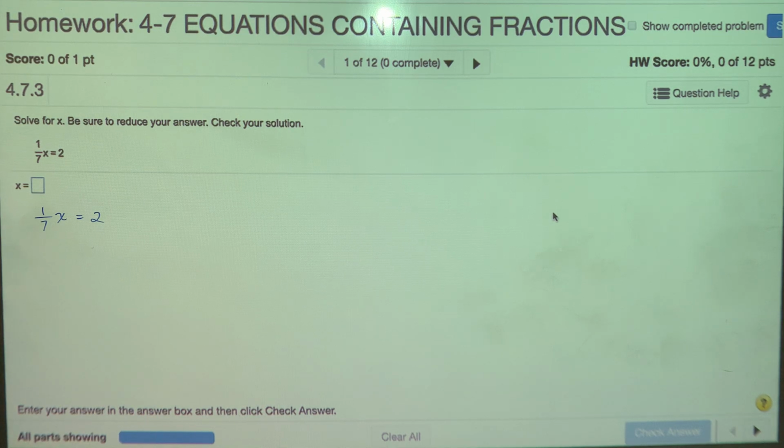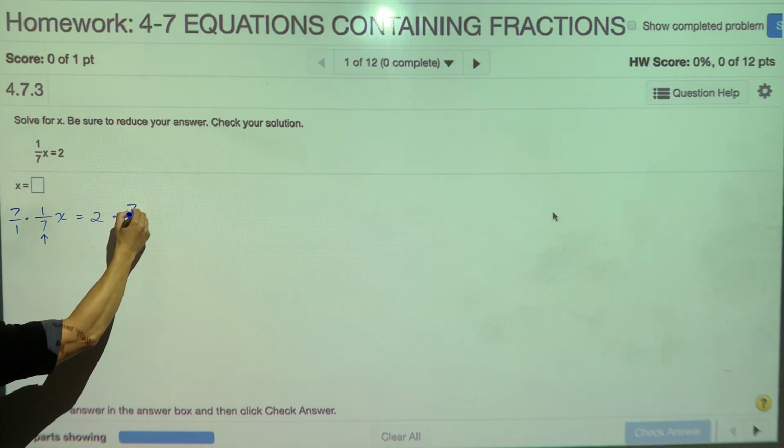So the way that you approach this is you look at the fraction. Well, I've got a 1/7. That is in my way right now. And what you're going to do is multiply both sides by the reciprocal, the opposite, the flipped version of the fraction. Why would you do something like that?